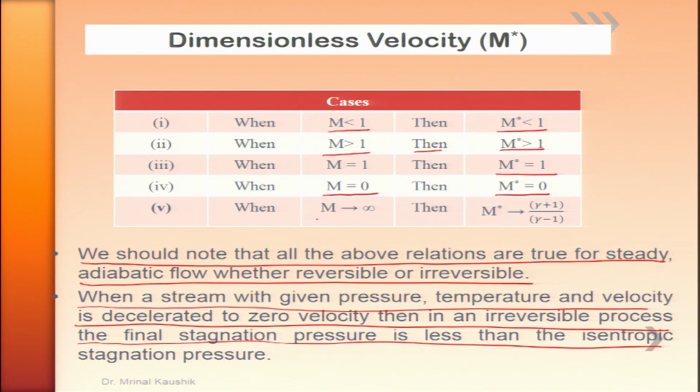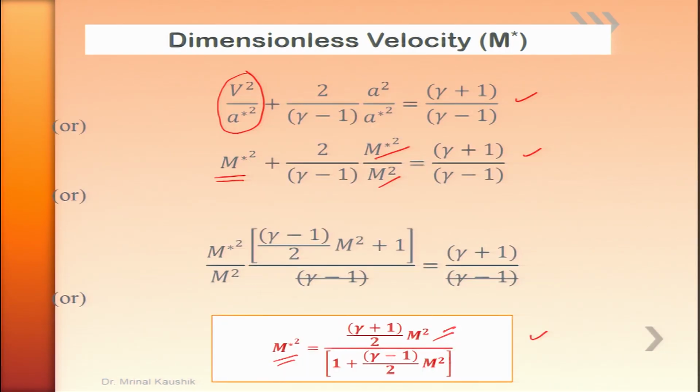We just said that when M tends to infinity, it becomes unbounded, and we were interested in removing this. Let us see whether we have achieved our objective. In the previous equation, if you divide the numerator and denominator by M square, what do you obtain? M star square is equal to gamma plus 1 by 2 divided by 1 by M square plus gamma minus 1 by 2.